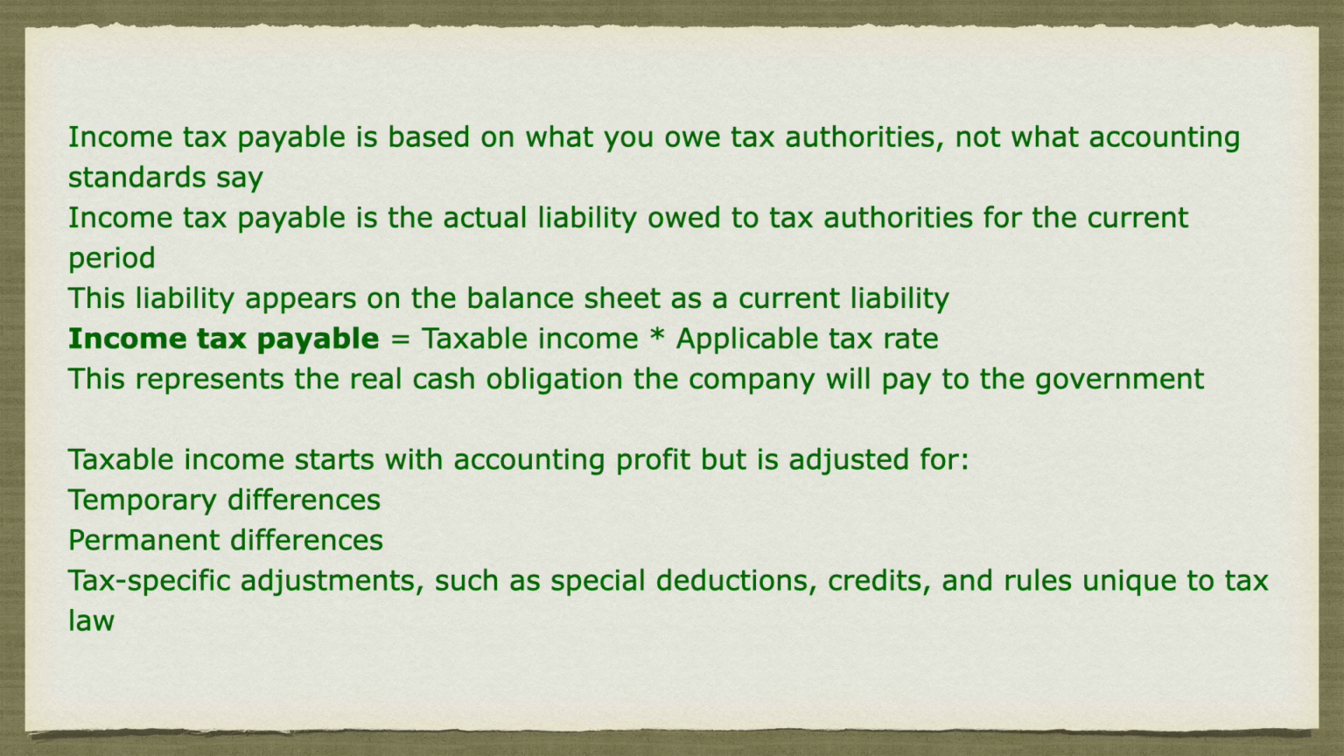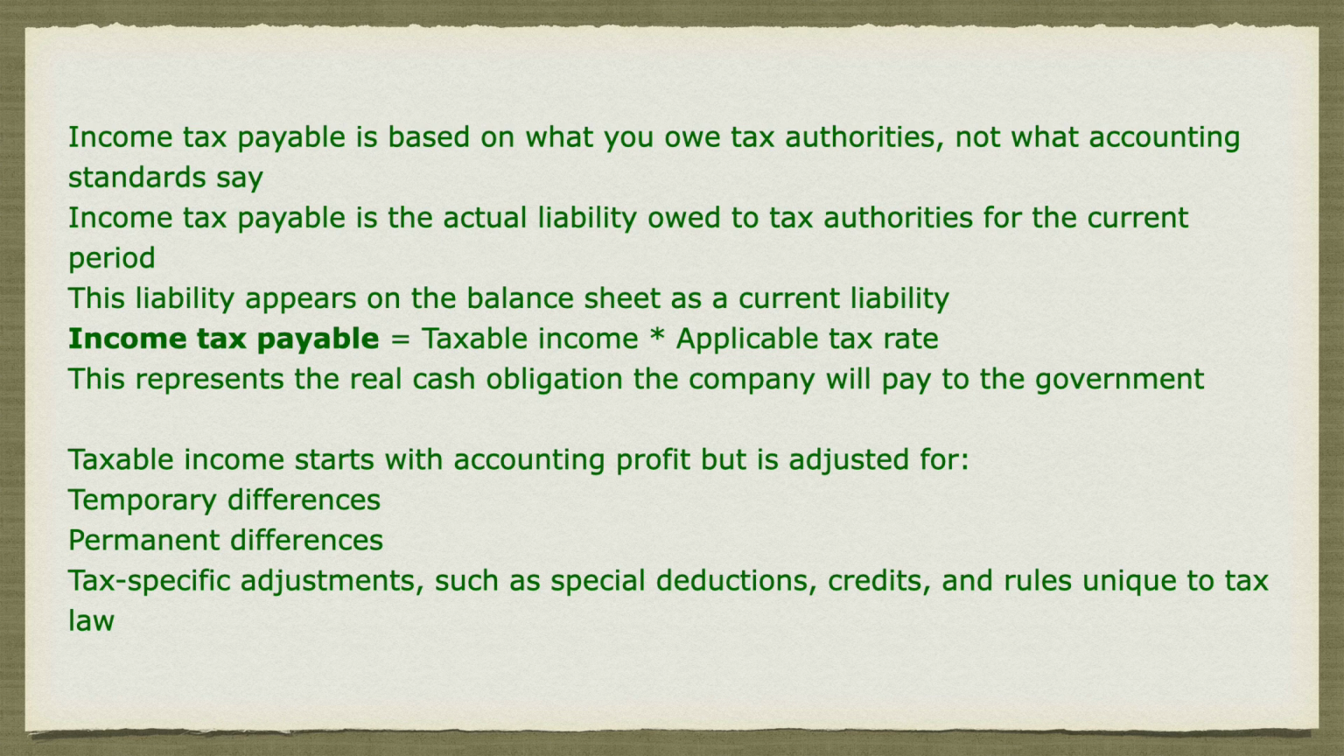Income tax payable is based on what you owe tax authorities, not what accounting standards say. Income tax payable is the actual liability owed to tax authorities for the current period. This liability appears on the balance sheet as a current liability. Income tax payable equals taxable income times applicable tax rate. This represents the real cash obligation the company will pay to the government.